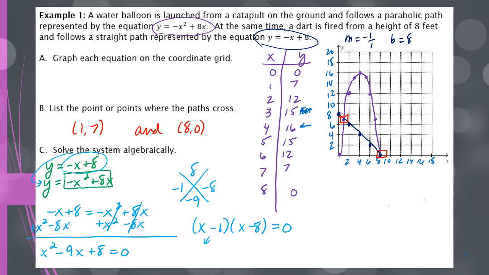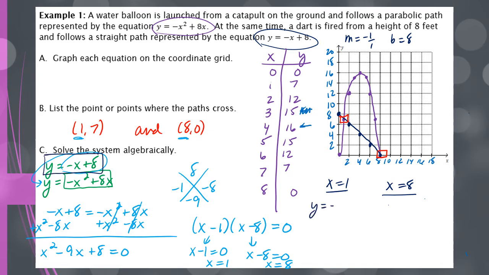If I set each one of these equal to 0, I'm going to get x equals 1 and x equals 8. And if you'll notice in part B, x equals 1, x equals 8. So we're off to a good start. Now we need to plug those two x values back in and figure out what the corresponding y values are. So I'm going to do x equals 1 and x equals 8. All right, so I'm going to choose to plug it into this equation. I think this one will be less work for us.